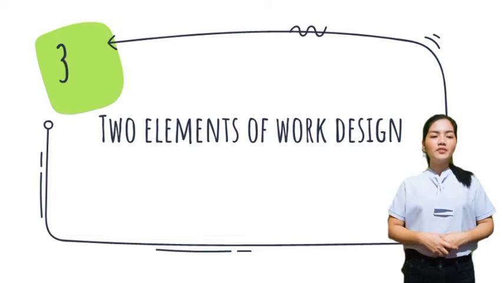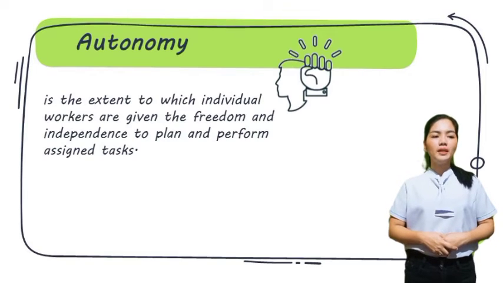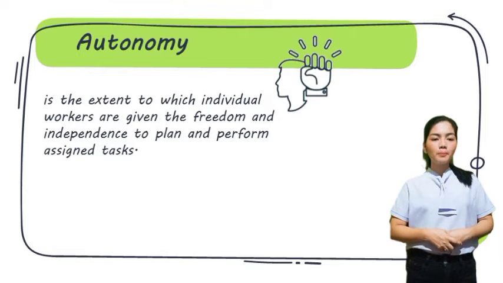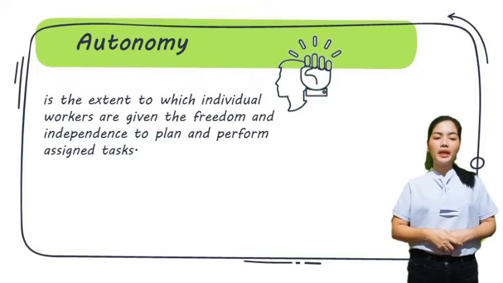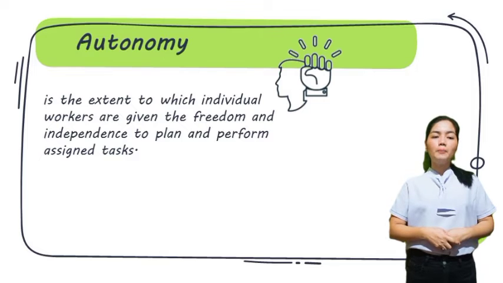There are two elements of work design. First is autonomy. When we say autonomy, it is the extent to which individual workers are given the freedom and independence to plan and perform assigned tasks. Employees like to be able to make decisions and have flexibility in their roles. Most employees will have lowered motivation if they feel they have no freedom or are being micromanaged. A certain level of autonomy can lead to an improved employee experience and, as a result, a boost in productivity.